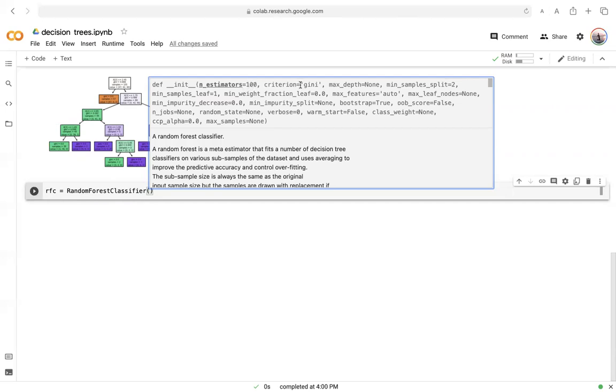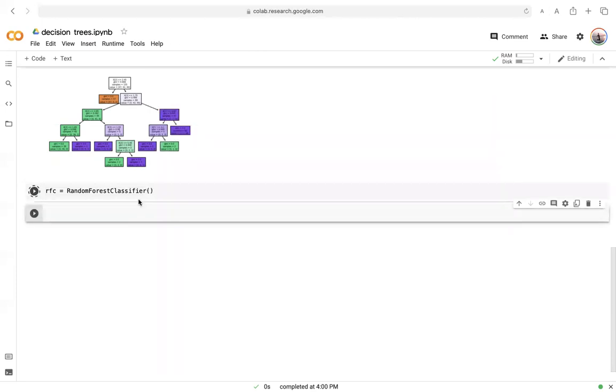And the criterion is Gini. Again, we are using the same Gini index as our criterion, because for every decision tree in the forest, we use the Gini index as our criterion. So it is not different from a decision tree, but we are creating multiple decision trees together and aggregating their results. Make sense? I'm leaving it at the defaults.